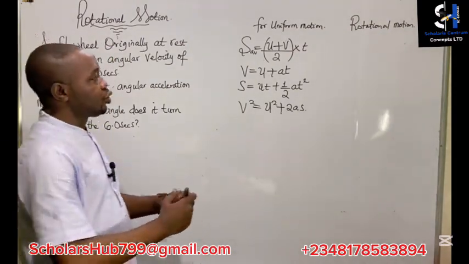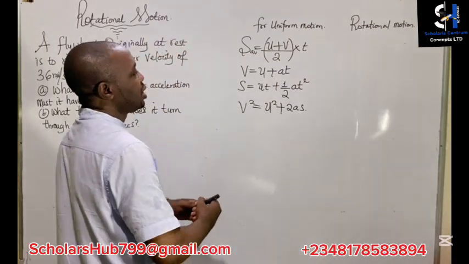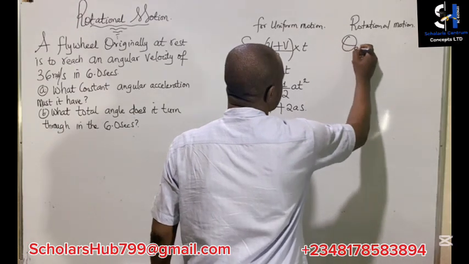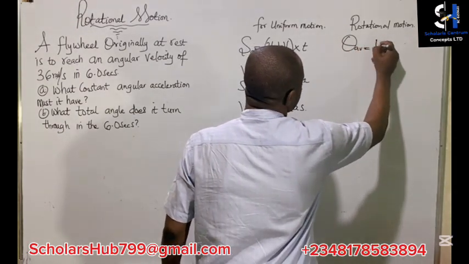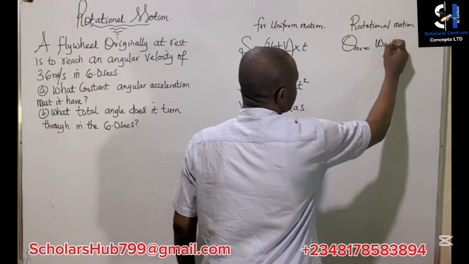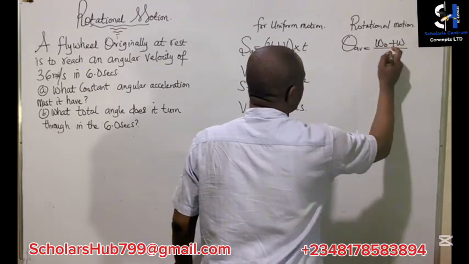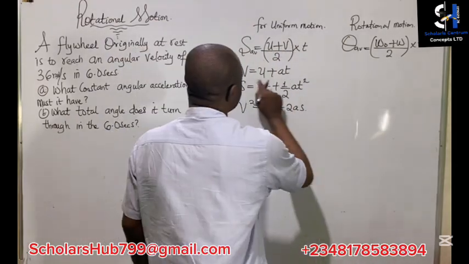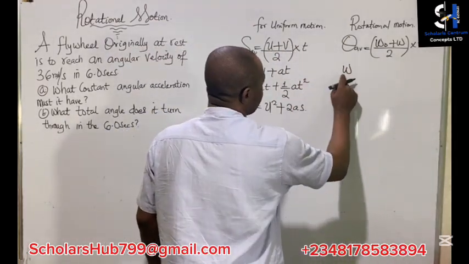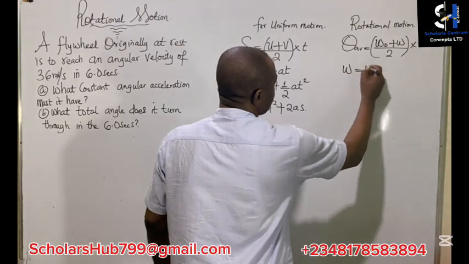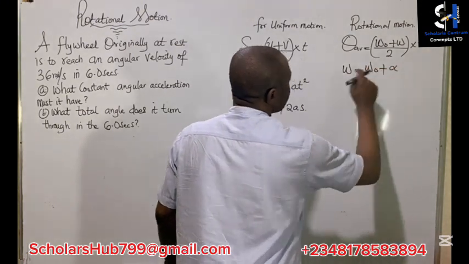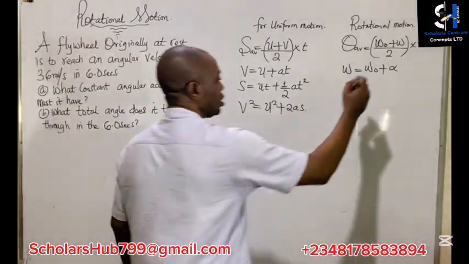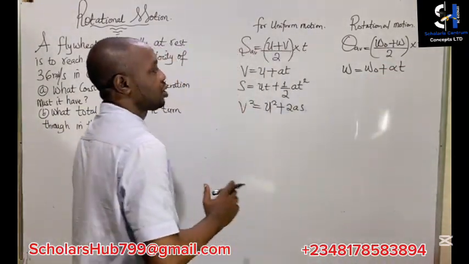If I want to write the rotational formula for displacement, we have angular displacement, that's average. That will be the initial angular velocity plus the final angular velocity, over 2, multiplied by time t. Then the final angular velocity equals the initial angular velocity plus the rotational acceleration, also known as the angular acceleration, multiplied by time. That will be the second equation.